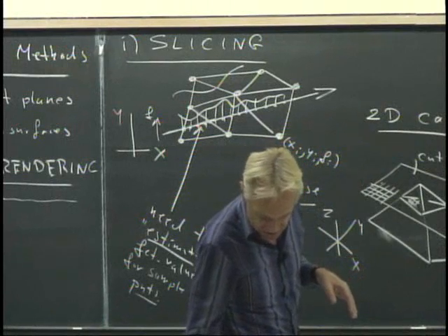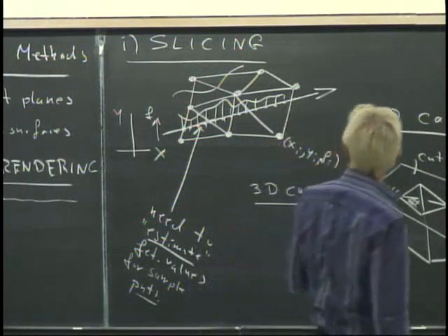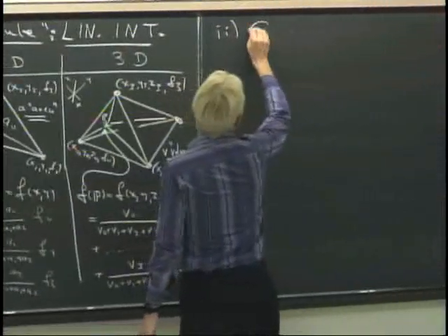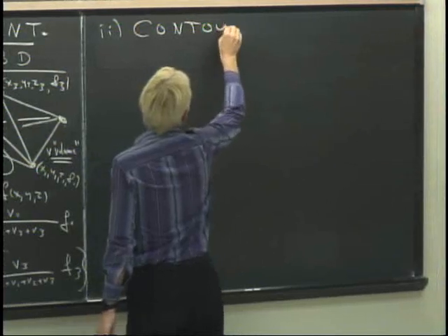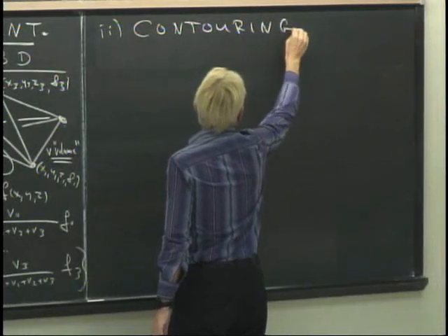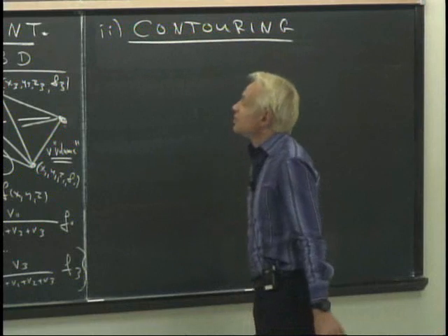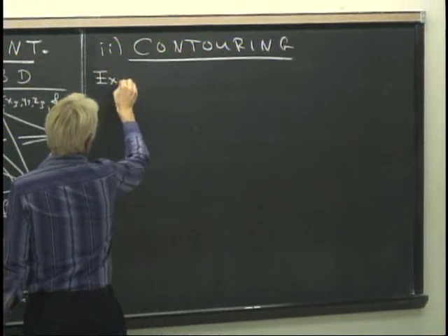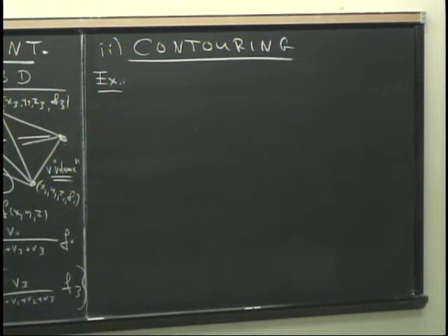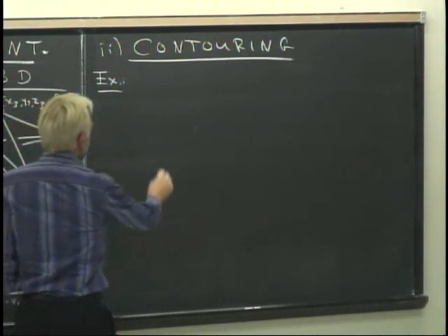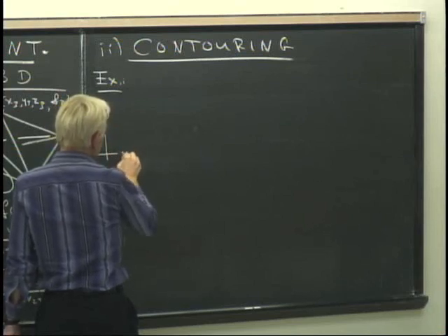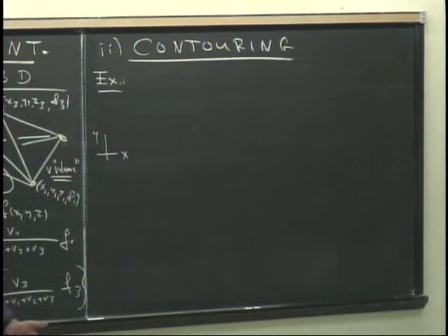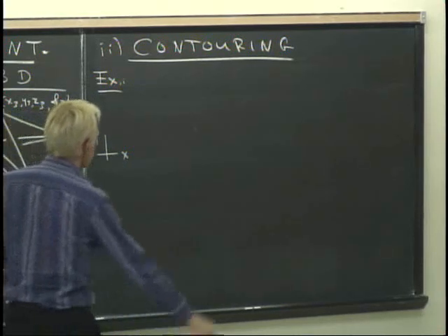Now we come to the next important one, very important one, that is contouring. Number 2 is contouring. We remind ourselves how this works by just looking at a concrete example. Example, I just give you in the XY plane a mesh, right, a 2D mesh, and then the contour will be a polygon, I guess.